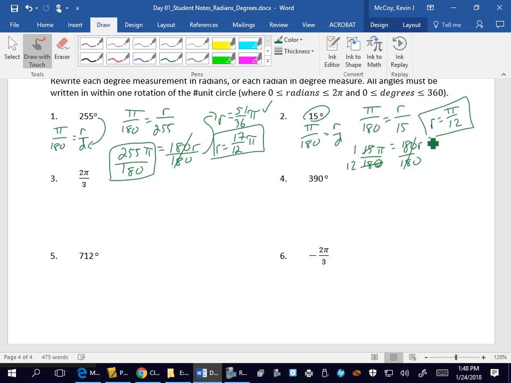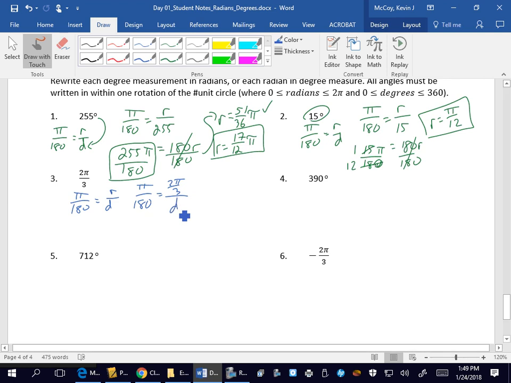All right, let me do number 3, and then the rest of these will be up to you guys. Let me change colors there. So this time they've given me a radian. How do I know it's a radian? That's a really good question, because there's no degree symbol. It doesn't have to have a pi in it, although most of them will, but if it doesn't have a degree symbol, it's a radian. So once again, it is pi over 180 equals radian over degree. This time I'm going to plug in 2 pi over 3 for the r. So pi over 180 equals 2 pi thirds over d.